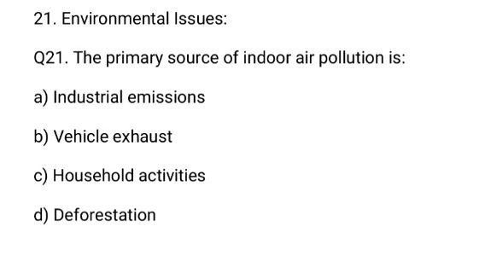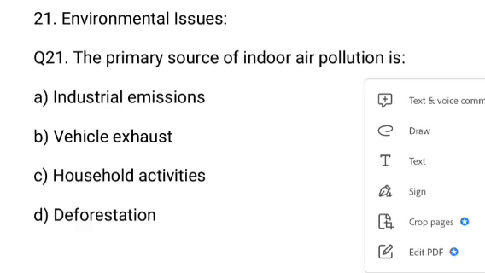Next, 21. Environmental issues, this is our topic. Now the question is, the primary source of indoor air pollution is what? Industrial emissions, vehicle exhaust, household activities, deforestation. It will be household activities, that is option C.